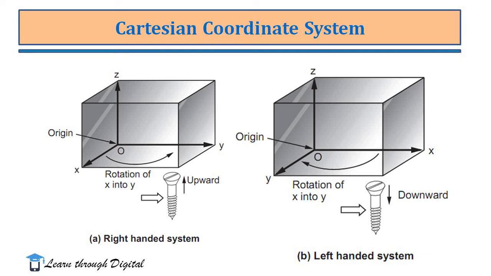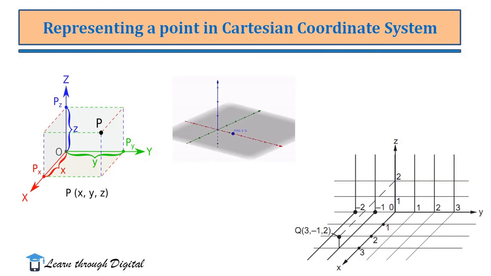So, generally, a right-handed system is very commonly used in electromagnetic fields. In Cartesian coordinate system, x equal to 0 plane indicates 2-dimensional YZ plane. Y is equal to 0 plane indicates 2-dimensional XZ plane. And Z is equal to 0 plane indicates 2-dimensional XY plane.